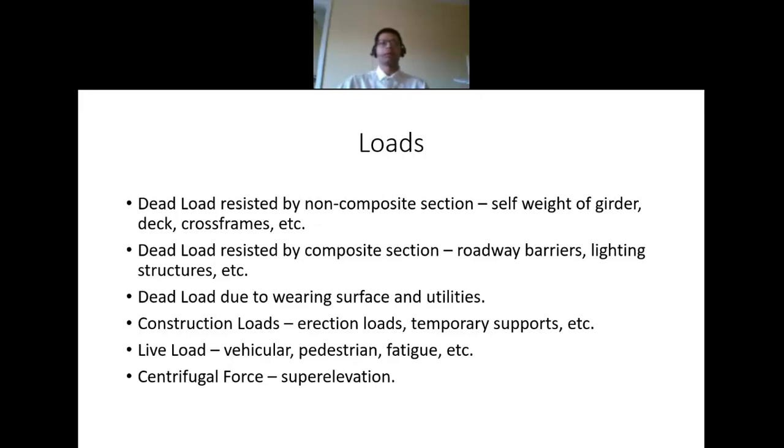There are temporary supports and erection loads that need to be taken into account as construction loads. We need to consider live loads from vehicles and pedestrians. Fatigue is also included in this category. There could be a centrifugal force if the bridge is super elevated. So for people who might not know what that is, super elevation is the principle of raising the outer edge of a curved road compared to the inner edge. And that is done to ensure that vehicles traverse the curve smoothly.